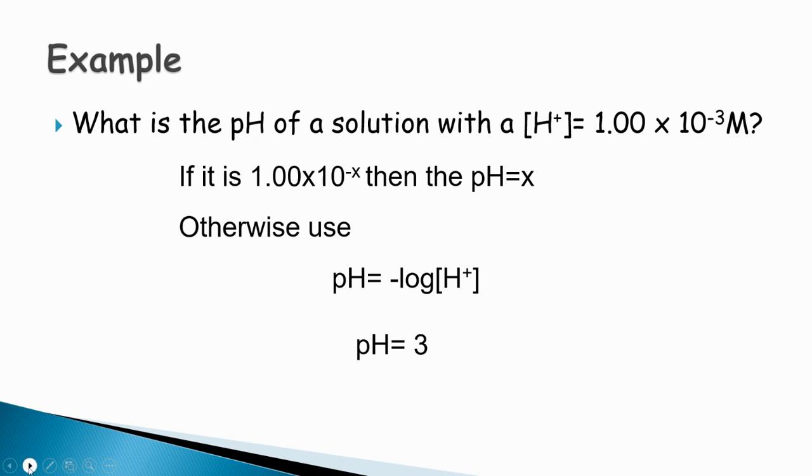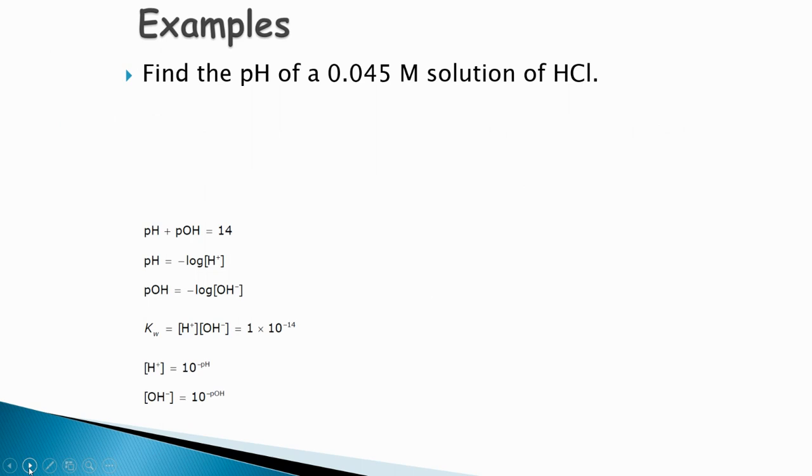Let's take a look at another one. This one says to find the pH of a 0.045 molar solution of HCl. Okay, so looking at what they gave us, they gave us a molarity. Remember, molarity is always going to be equal to a concentration. And since HCl is an acid, this is going to be the concentration of H+. So our concentration of H+ is 0.045 molar. We are looking for the pH.